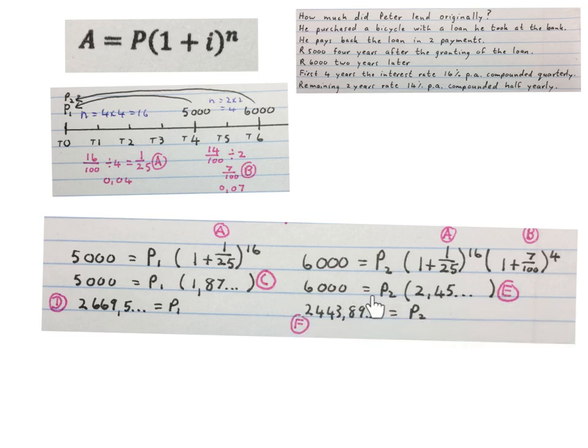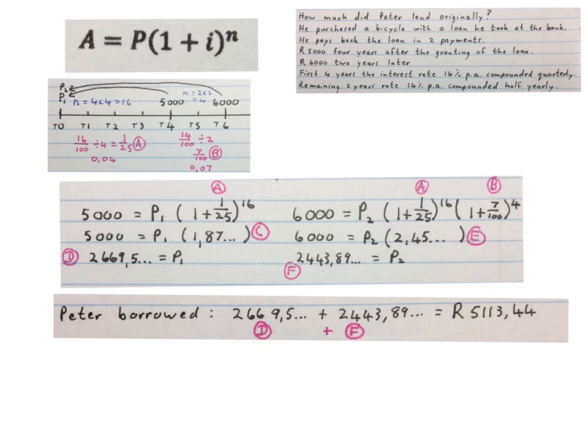You divide both sides by E to get this original amount alone. Don't round off yet, and store this in another memory, say F. So this is the original amount that he lent that grew to 6,000 Rand. So we have two original amounts that together will form the loan.